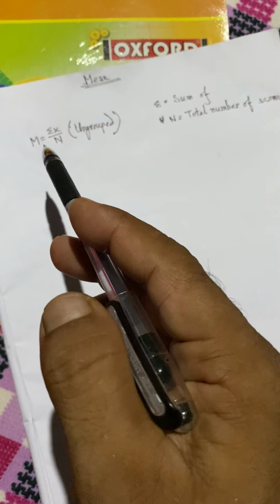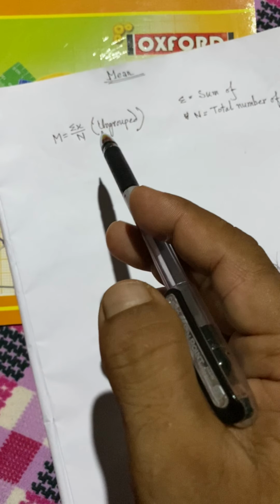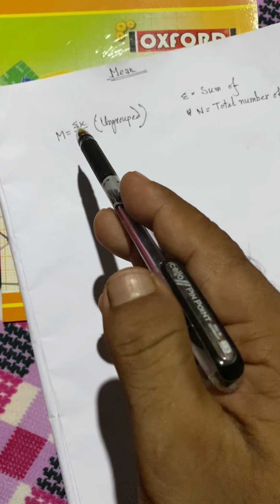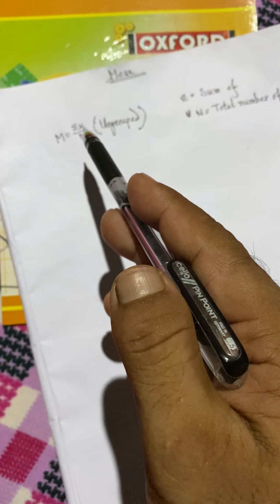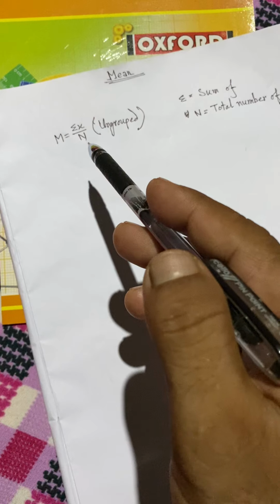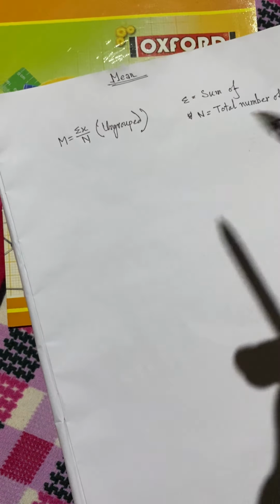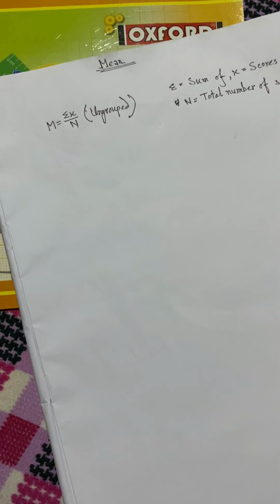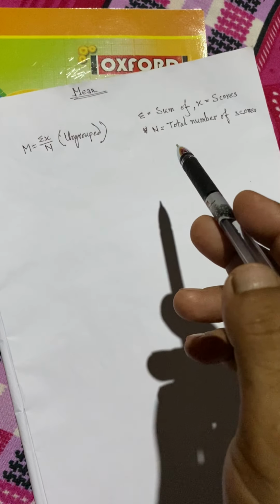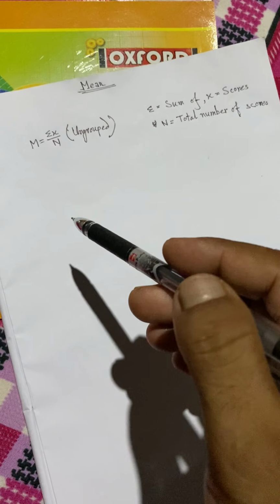So mean is equal to sigma x by n. M means mean, sigma means sum of, and x means scores. n is equal to total number of scores.